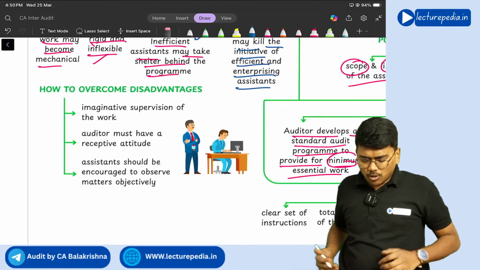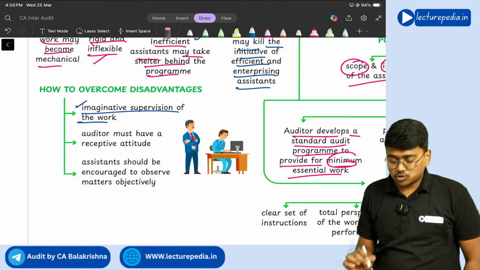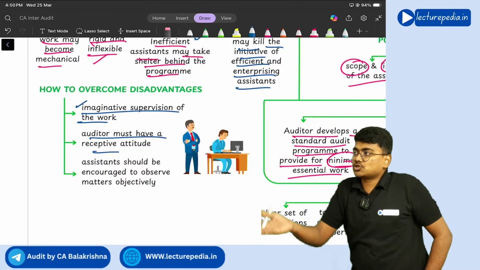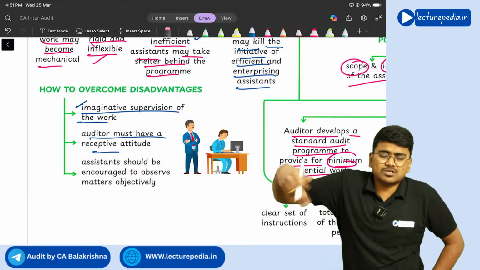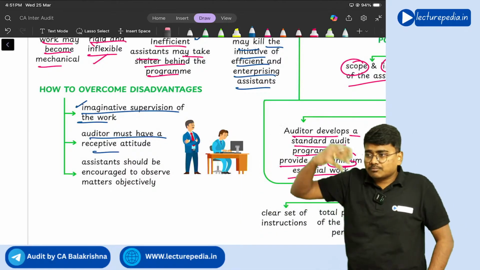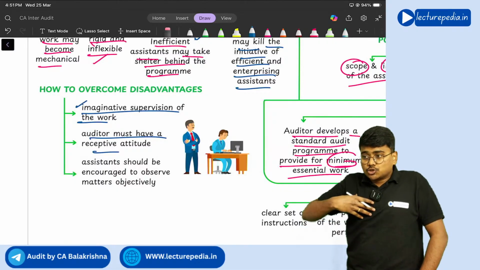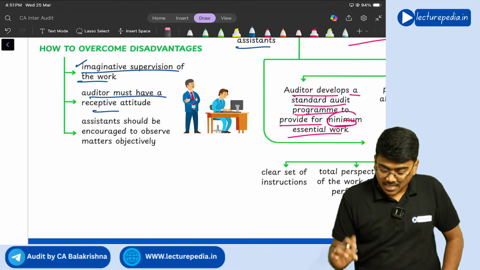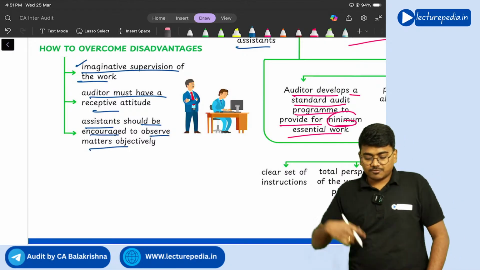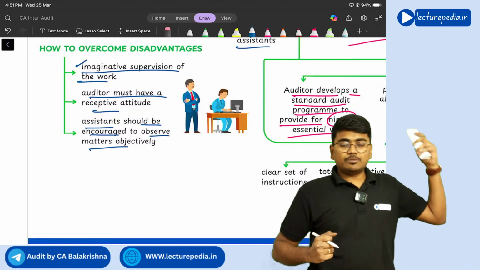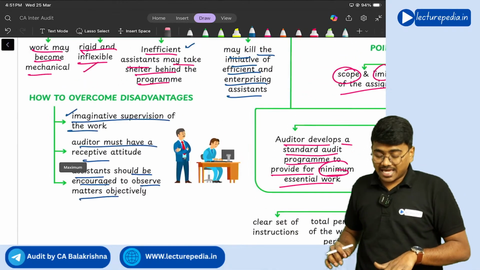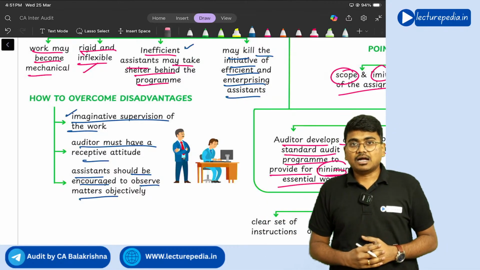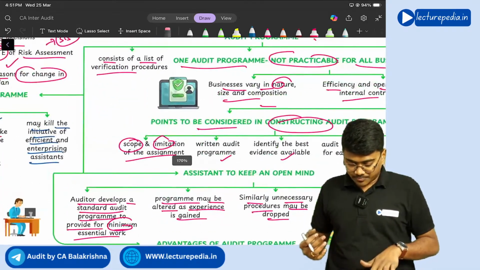See how to overcome these disadvantages. Firstly, imaginative supervision of the work. The auditor must have a receptive attitude. If the article assistant has gone beyond the audit program, found something new and communicates it to the auditor, you should be willing to accept it. The principal should have a receptive nature, and assistants should be encouraged to observe more objectively. Objectively means based on facts. So you should encourage the article assistants to observe things more objectively. Understanding? This is how you can overcome the disadvantages.